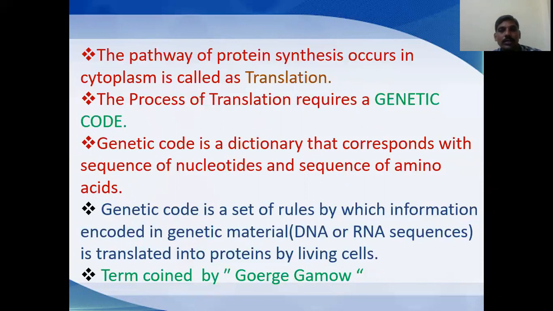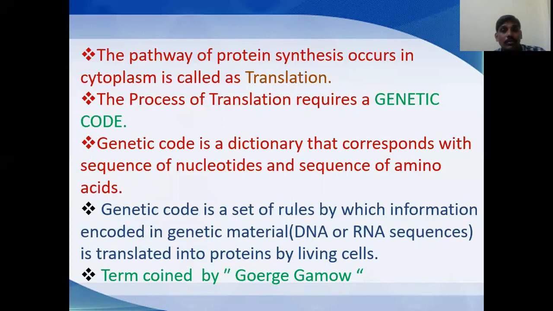The genetic code is nothing but a set of rules. According to these rules, the information coded in genetic material, that is in DNA or indirectly RNA sequences, is translated into proteins by living cells. This term genetic code was coined by George. So based on this, the sequence of nucleotides in the DNA molecule determines the sequence of amino acids in a protein molecule.